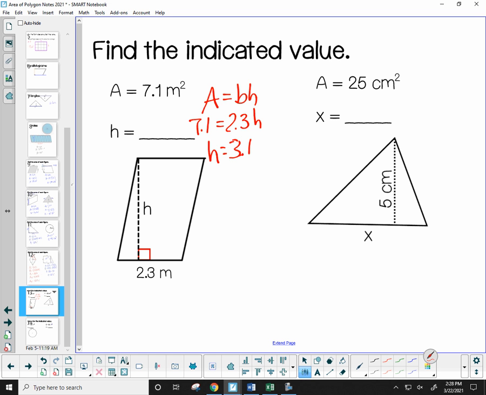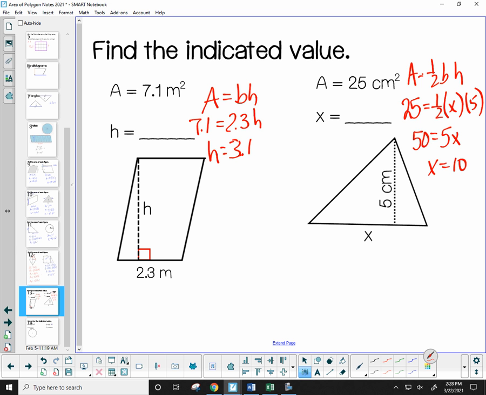Is that one okay? All right, for my triangles, the area is 1/2 base times height. The area is 25. My base in this case is x, my height is 5. I multiplied both sides by 2 first to clear my fraction, so I had 50 equals 5x. Divided by 5, I had x equals 10. Good on that one?